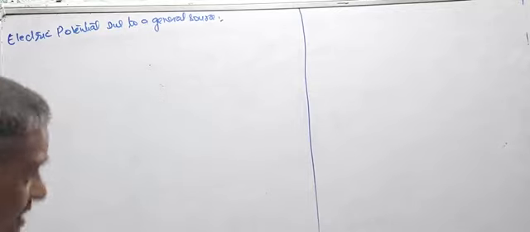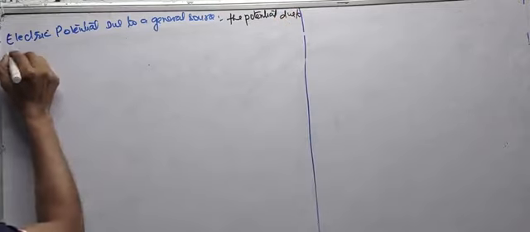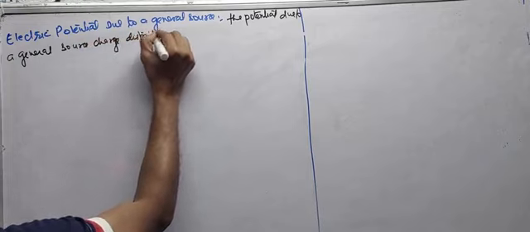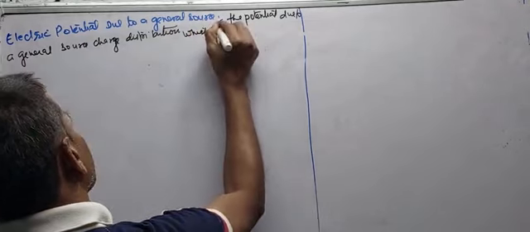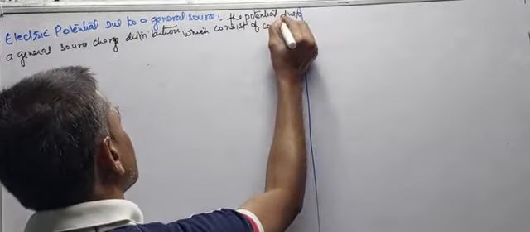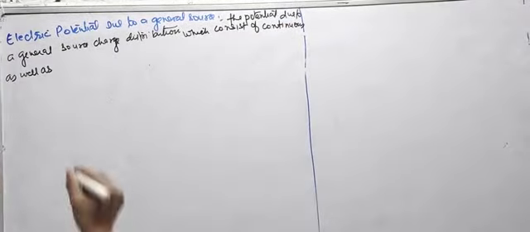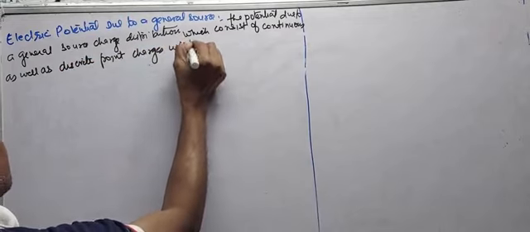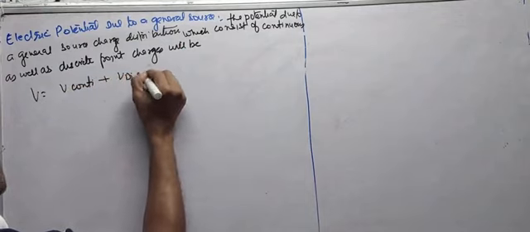The potential due to a general source charge distribution, which consists of continuous as well as discrete point charges, will be V equals V continuous plus V discrete.